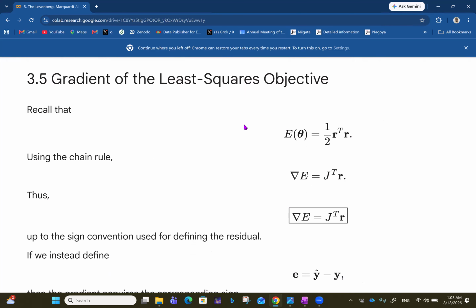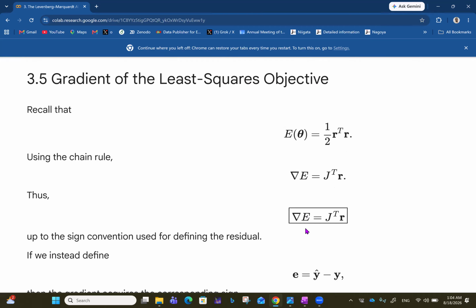Now let's talk about the gradient of the least squares objective. Recall that E of theta is half R transpose R, that is, the transpose of the residual multiplied by the residual. Now, if we use the chain rule, we have that the grad of E is the transpose of the Jacobian multiplied by R, like that.